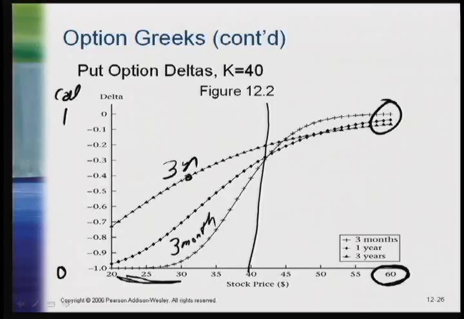Whereas if you have a 3-year option, even though it's well in the money now, 3 years is a long time, and it can well move out of the money. So for a 3-month option, I might need 95% of a share. For a 3-year option, I only need a half a share.